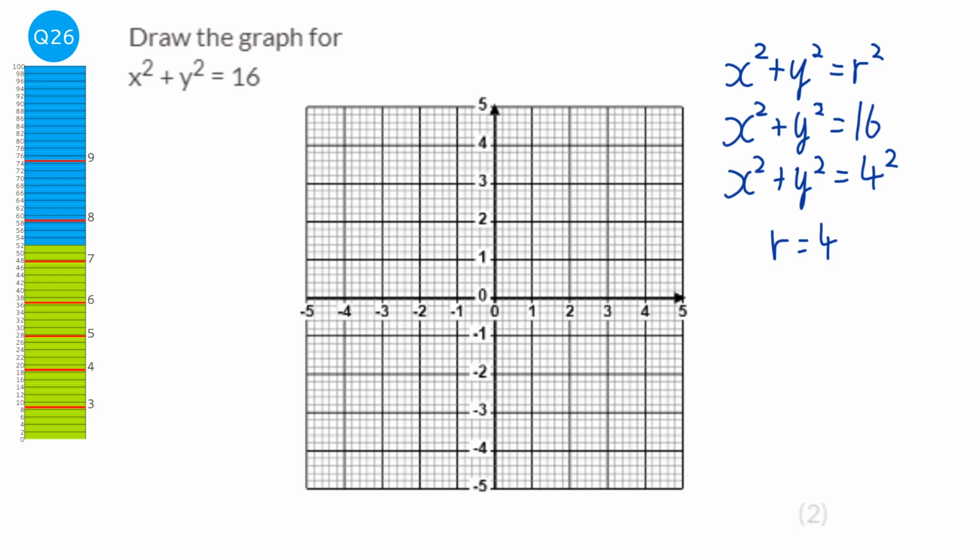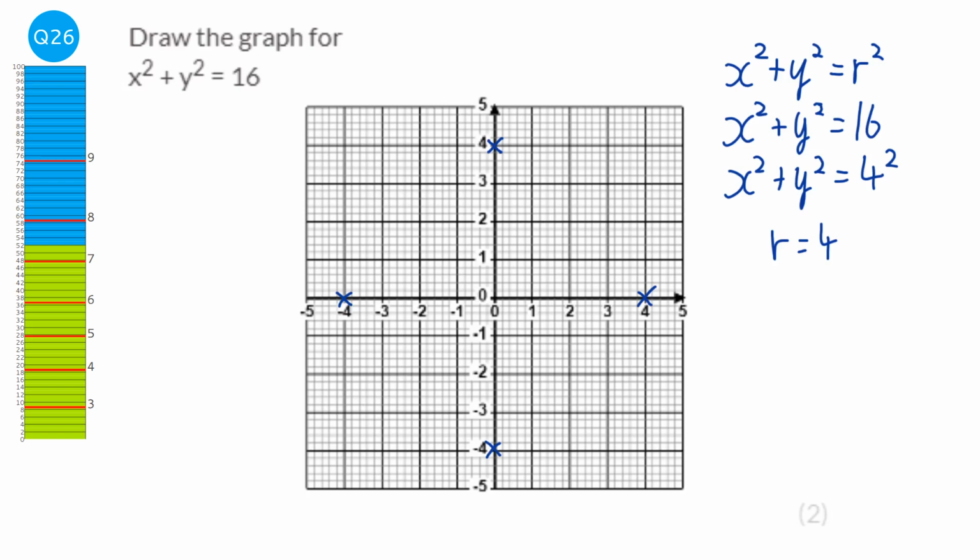Now, this equation, the x squared plus y squared equals r squared, gives a circle with the centre at 0, 0, at the origin. So, it means that the radius will be 4, so the circle will go all the way up here, all the way across here, all the way down here, and all the way across here. Now, I am really, really bad at drawing circles, and so what I would recommend you do is use a compass and measure out 4 and join these up. I'm going to try my best.